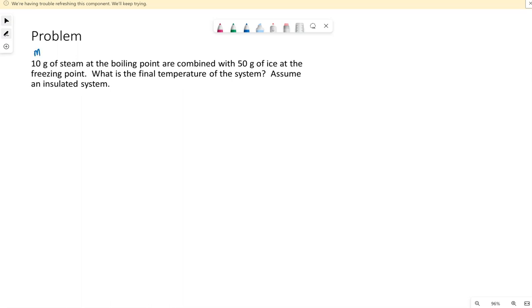I'm going to call the 10 grams the mass of our steam. I'll go ahead and put it into kilograms. Mass of ice, 0.5 kilograms. So the steam is at the boiling point, meaning it is initially 100 degrees Celsius. The ice is initially, so ice initial, T_ii, is at the freezing point, so 0 degrees Celsius.